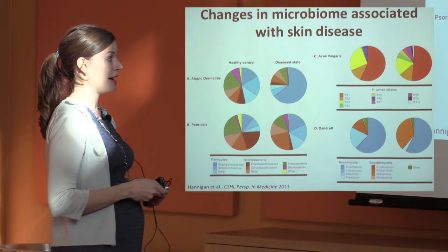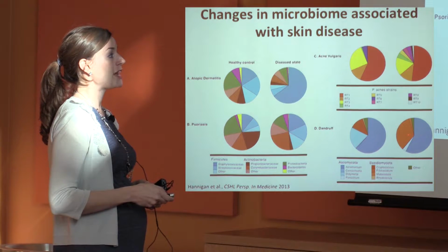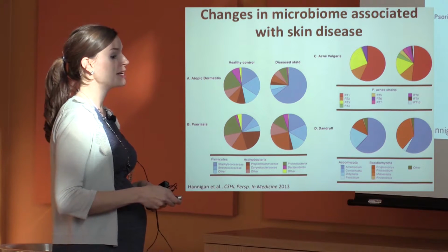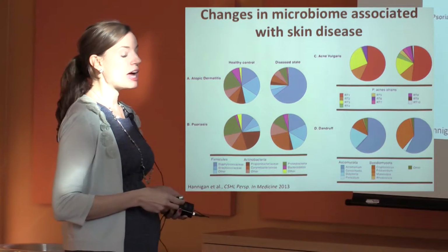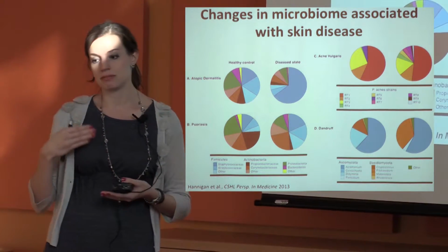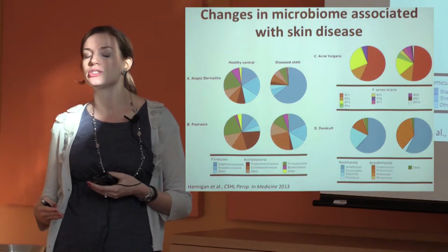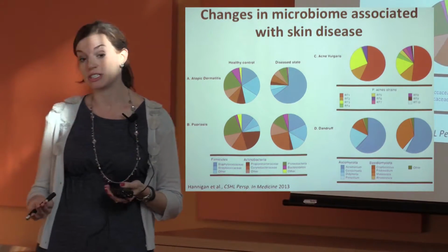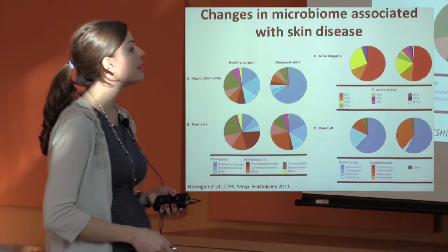Dandruff is associated with changes in the fungal population of the scalp. And that makes a whole lot of sense because a lot of the dandruff shampoos, such as Head and Shoulders, contain antifungal agents, and they actually work pretty well.